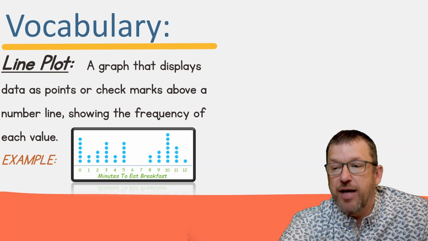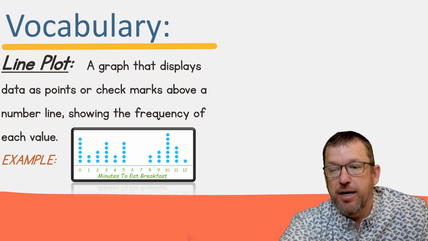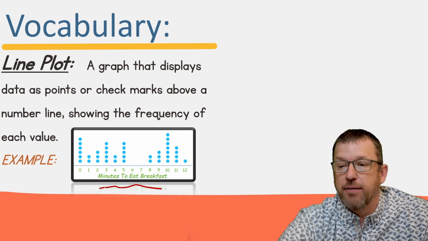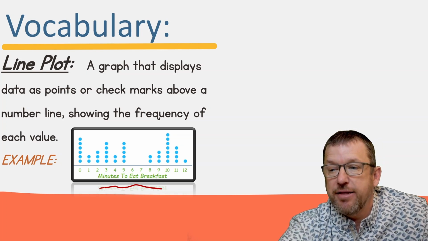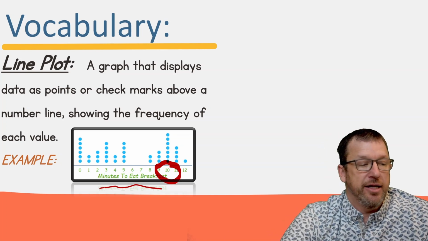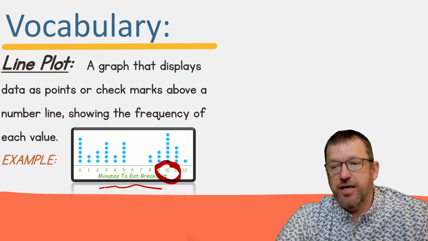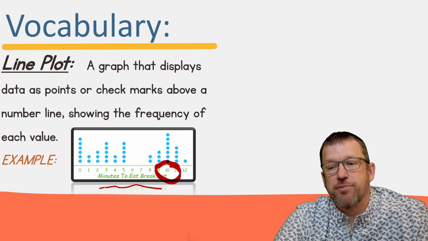So they asked a bunch of kids, how many minutes does it take them to eat breakfast? And so you can look at this 10 right here. At the 10 value right there, you could count how many of those blue dots there, and that would tell you 1, 2, 3, 4, 5, 6, 7. So 7 of the kids said it takes them 10 minutes to eat breakfast.